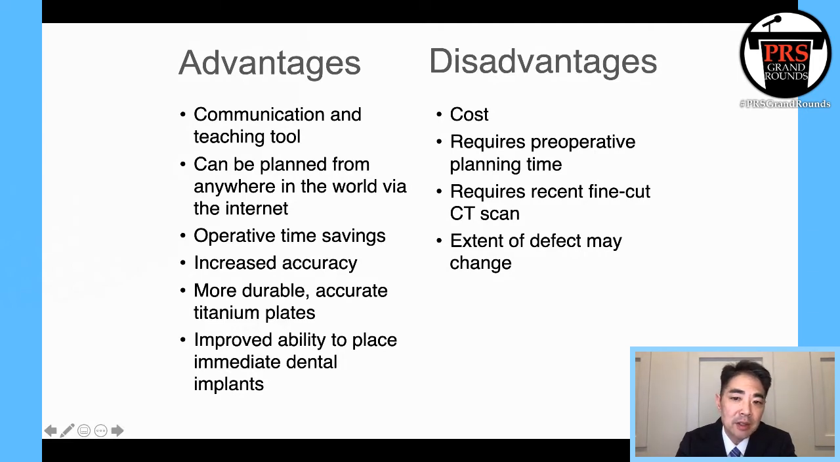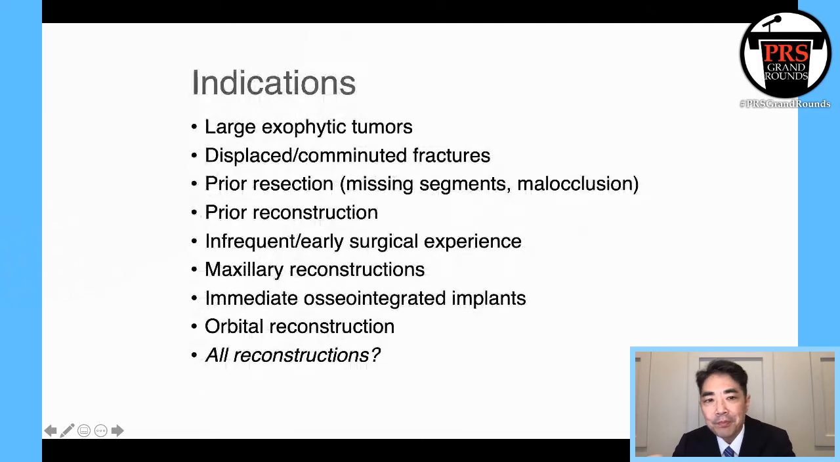Otherwise, the final disadvantage is that the extent of the defect may change if the pathology changes between the time of planning and the time of surgery. I would say then that the indications for virtual surgical planning are certainly for very large exophytic tumors that distort the facial architecture and make it very hard to know where to place our plates, screws, and bone flaps and grafts. Likewise, displaced or comminuted fractures, patients with prior resection or prior reconstruction.